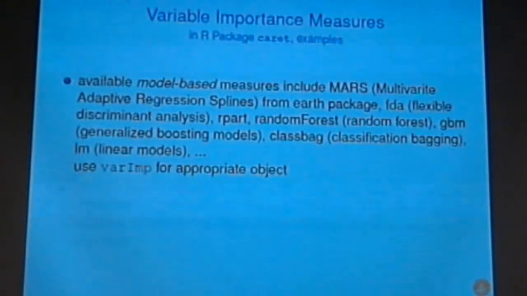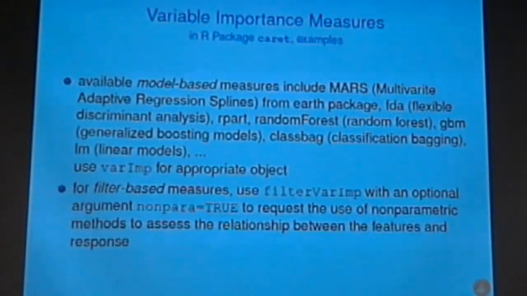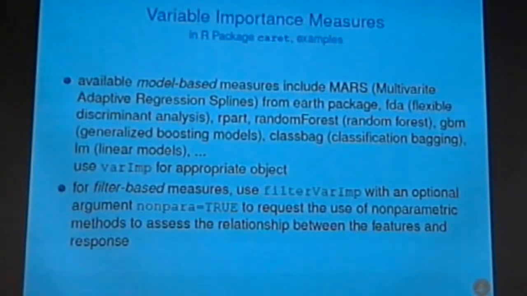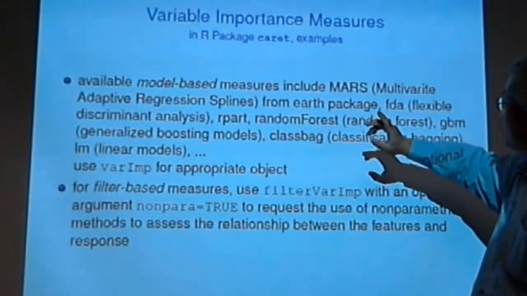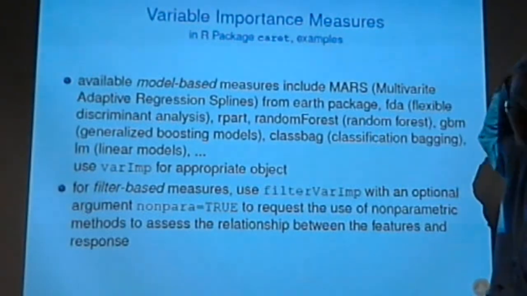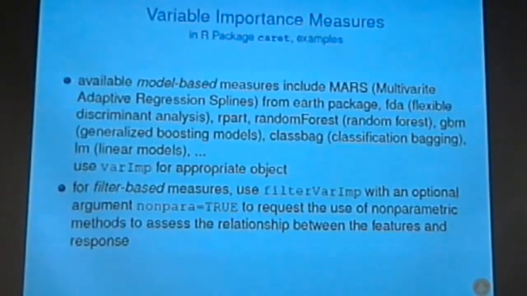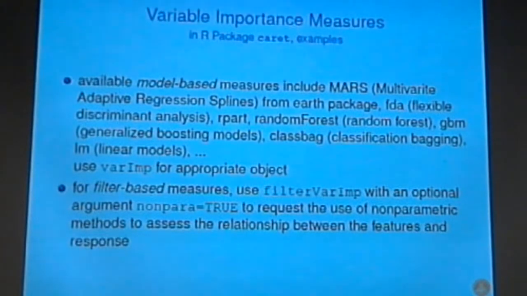And the available model-based measures include only these. They probably keep adding things. This one is for FDA, flexible discriminant analysis, and also tree models, random forest, generalized boosted models, and classification bagged linear models. These are model-specific variable importance.